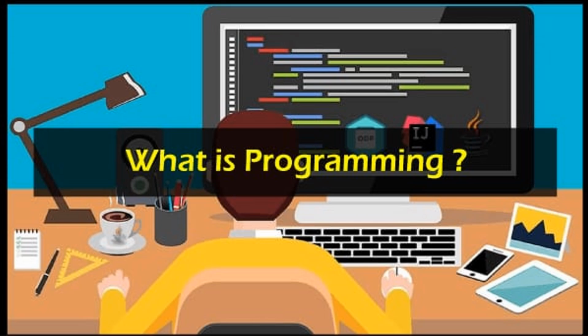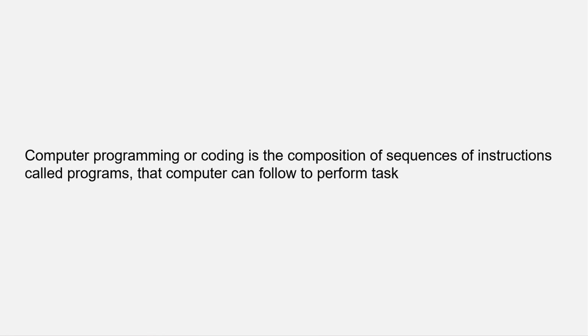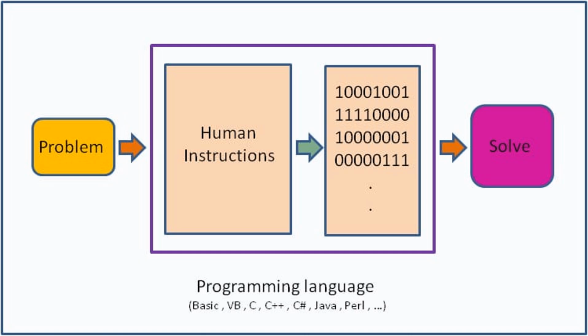Let's get started. So what exactly is programming? Simply, computer programming or coding is the composition of sequences of instructions called programs that a computer can follow to perform a task. Simply put, programming is the process of designing and building an executable computer program to accomplish a specific task. It's like giving a set of instructions to your computer to make it do something you want.